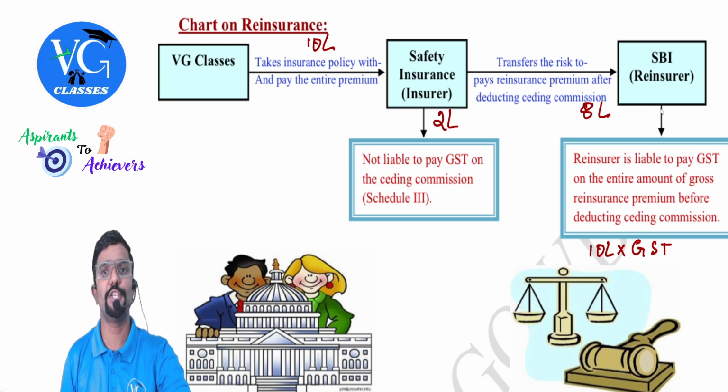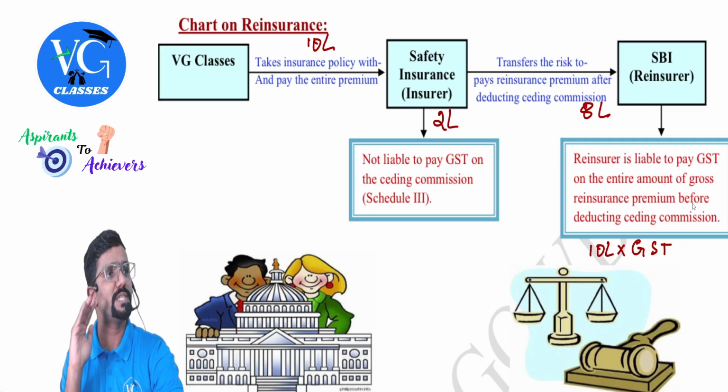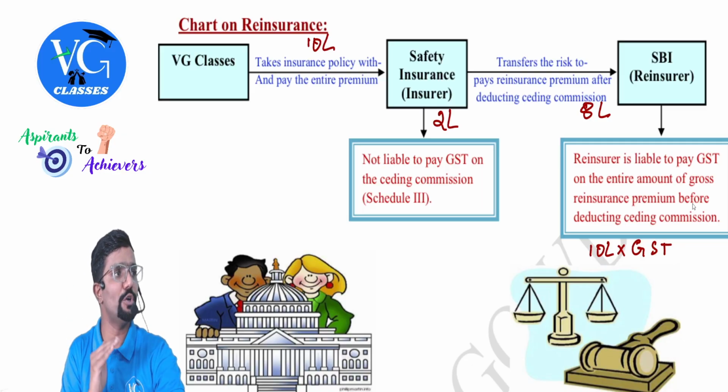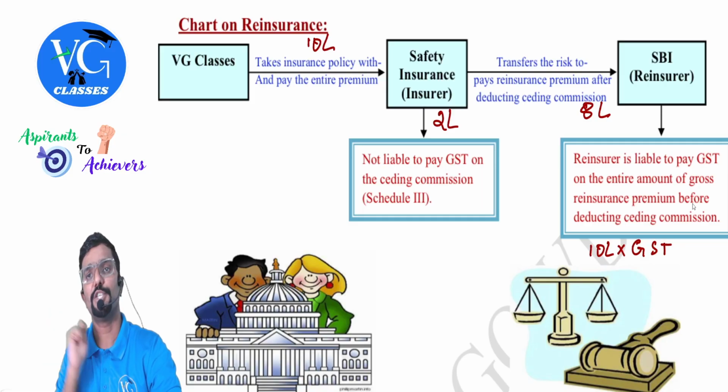This is on reinsurance, guys. Here, I will repeat, listen. VG classes paid a total of 10 lakh premium to whom? Safety Insurance. They retained 2 lakh and gave 8 lakh to whom? SBI, who is called the reinsurer.